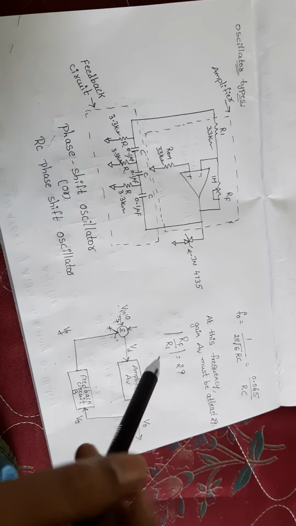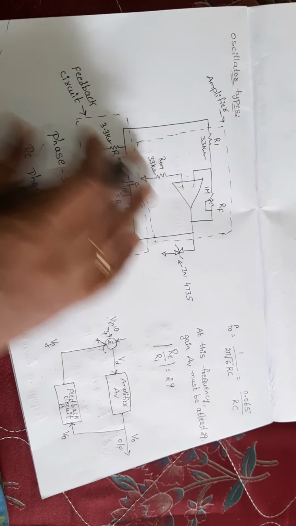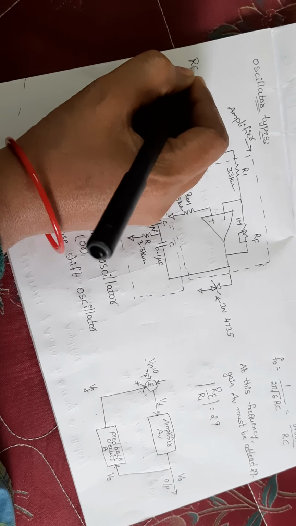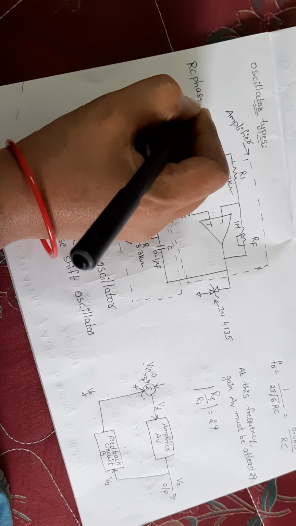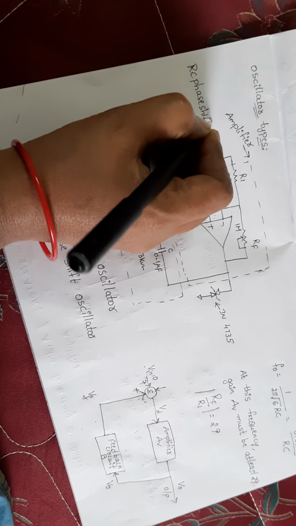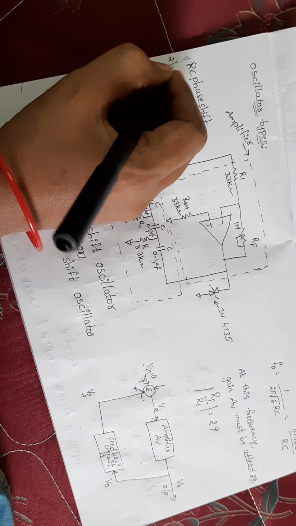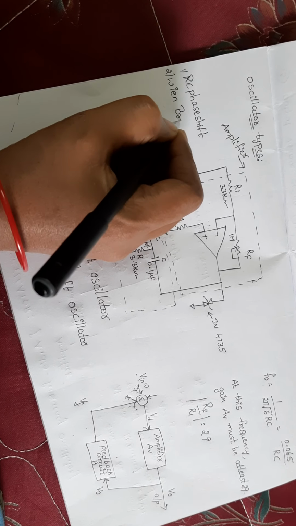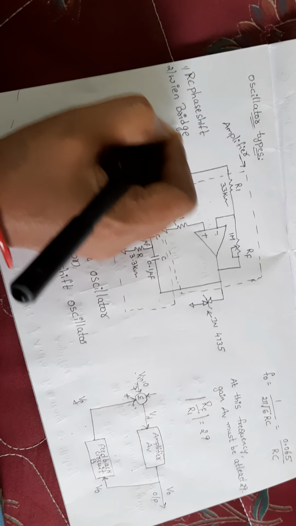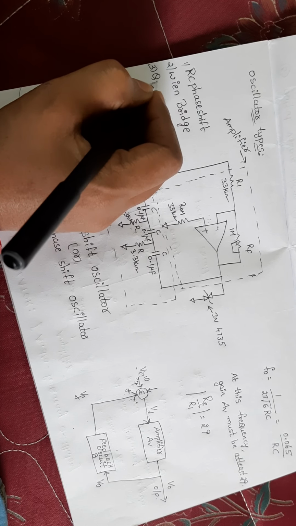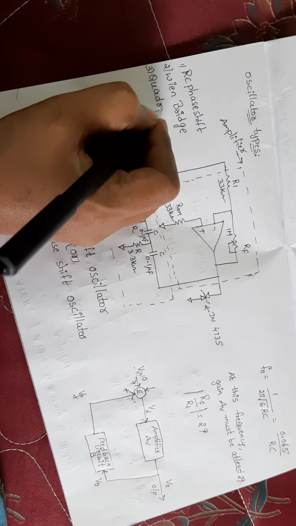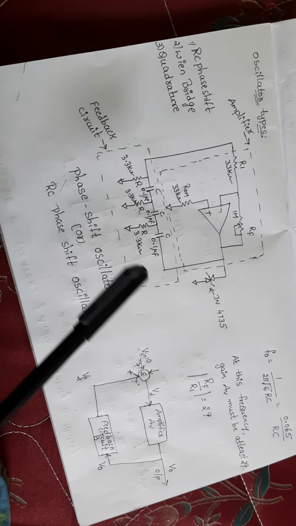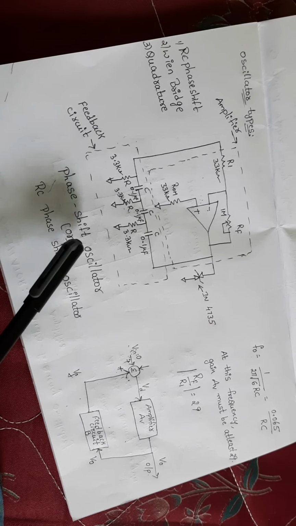There are different types of oscillators. In our subject we are going to discuss the RC phase shift oscillator, the Wien bridge oscillator, and then the quadrature oscillator. First we shall discuss the RC phase shift oscillator.